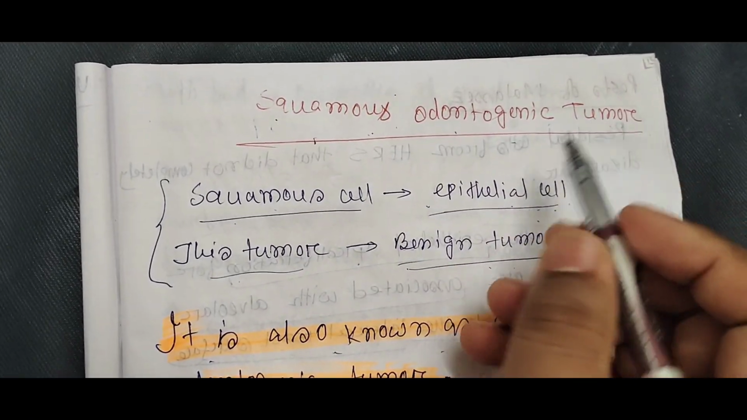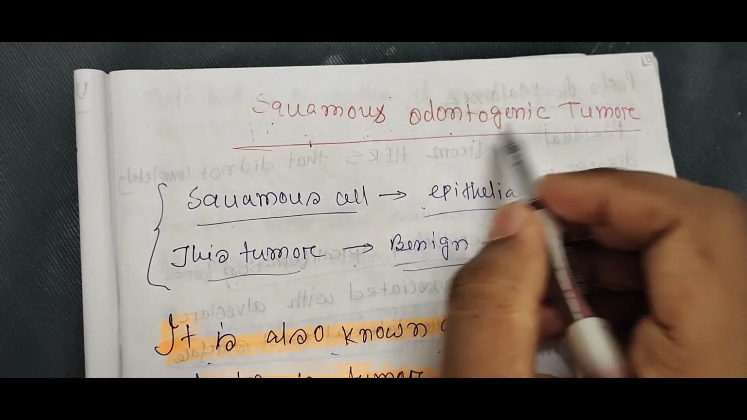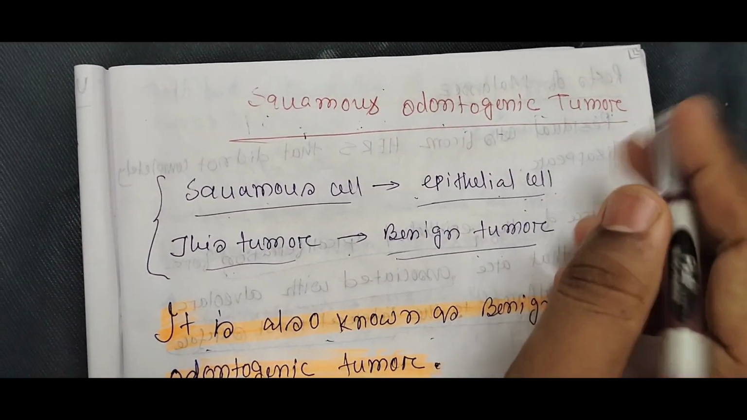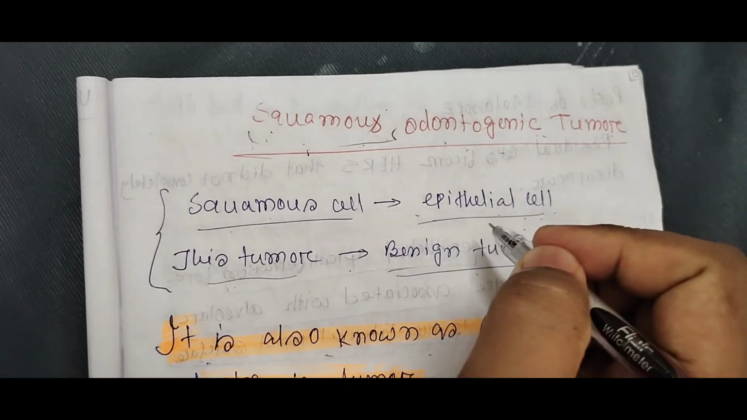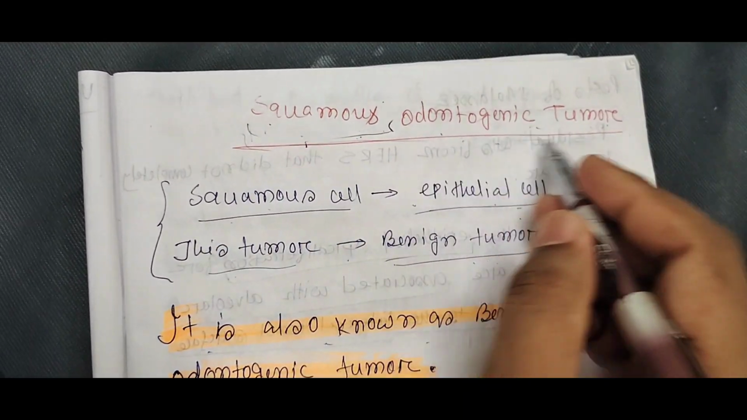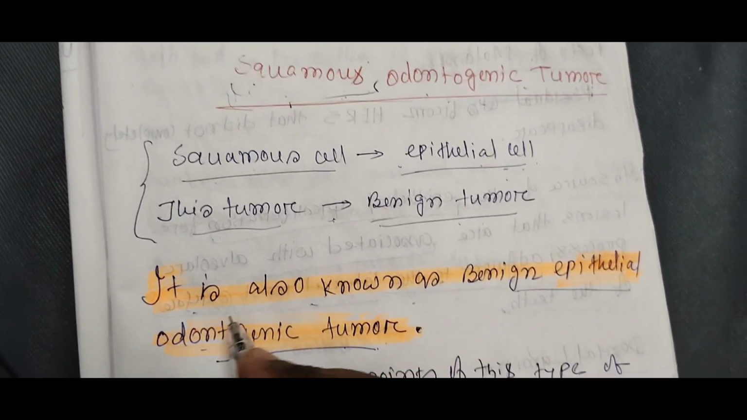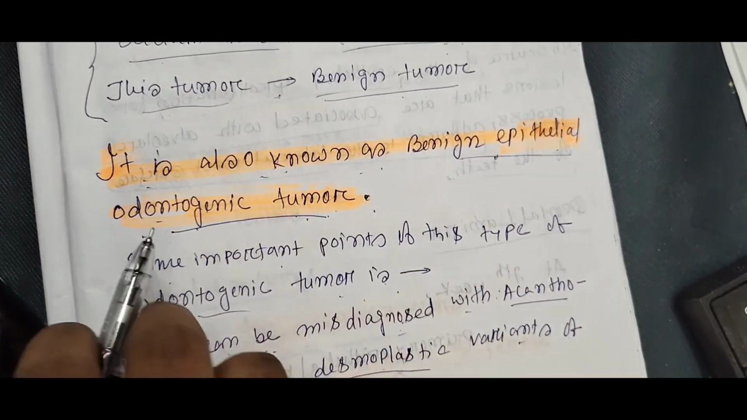Squamous odontogenic tumor. Now we are going to discuss the squamous odontogenic tumor. First, what is squamous? Squamous cell is a type of epithelial cell, and this is a benign tumor. So it is also known as benign epithelial odontogenic tumor.